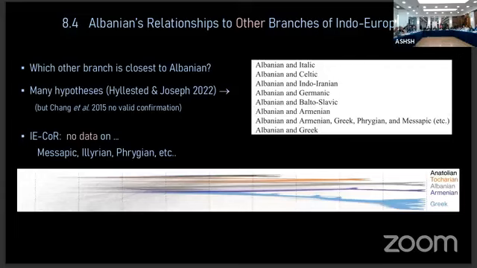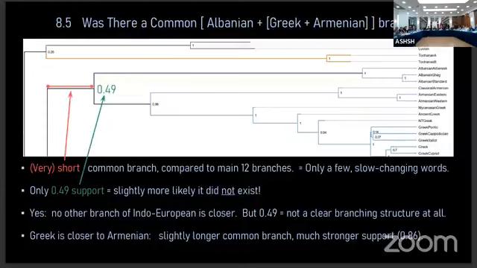The other question is which other branch in Indo-European is Albanian closest to? There are a whole series of hypotheses on that. We don't have any data, obviously we can't do lists for Mesapic, Illyrian, Phrygian, and so on. What we get is this common branch here. This is Albanian, this is Armenian, and this is Greek.